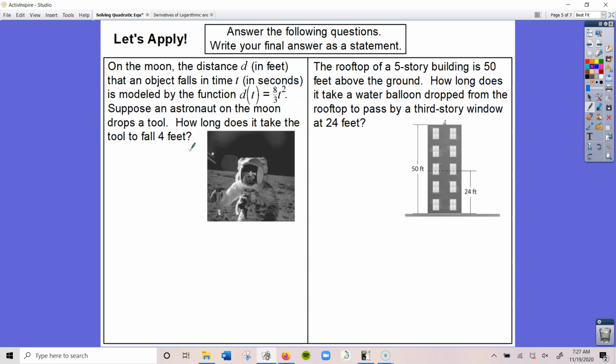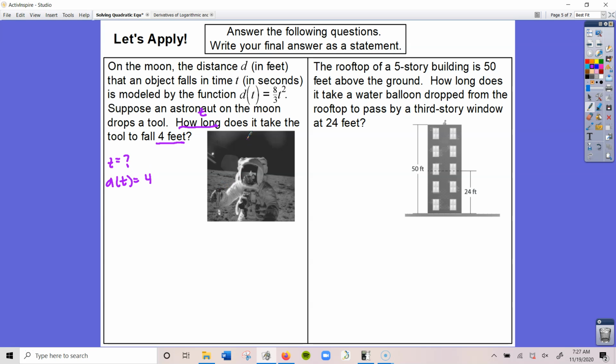So I have to evaluate what is my given information. Here I am told that we are looking for time. So I like to write a little note here. So time, that's what I'm solving for. How long does it take the tool to fall 4 feet? That would be d of t is equal to 4.